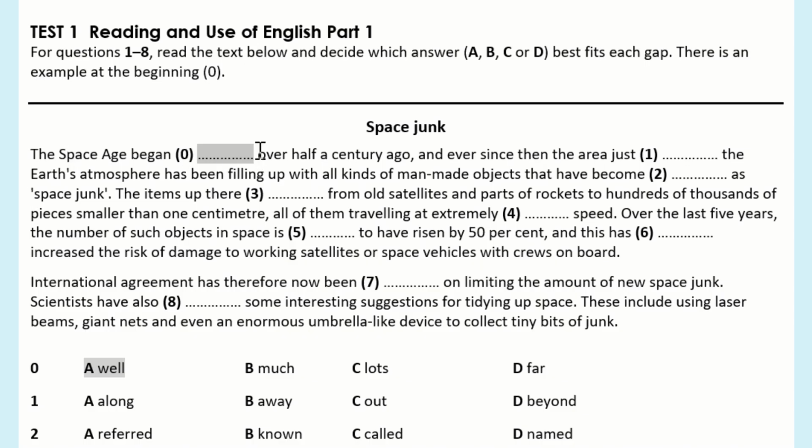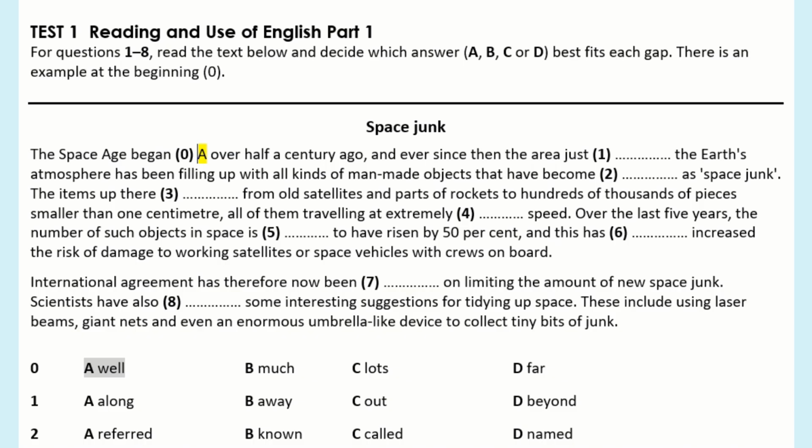Now, the first one is an example, the one that's 0, and they give you the answer. So I'll put that one in. That's: the space age began well over half a century ago. Well over is an expression that we use with time. And it's the only one that's possible. There's only ever one that is grammatically possible of the answers. So that's the first one.